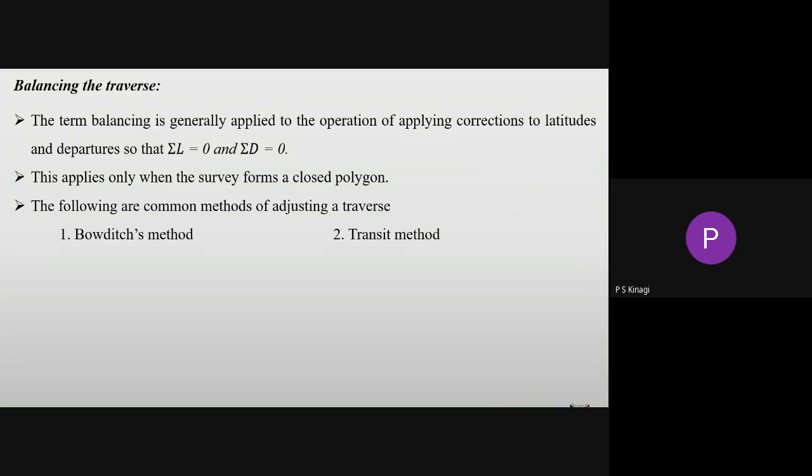For this, there are a number of methods: Bowditch's method and the transit method. One more method is the graphical method, and the last is the axis method. As per your syllabus, we have two methods, that is Bowditch's method and the transit method. There are simple formulas for these.